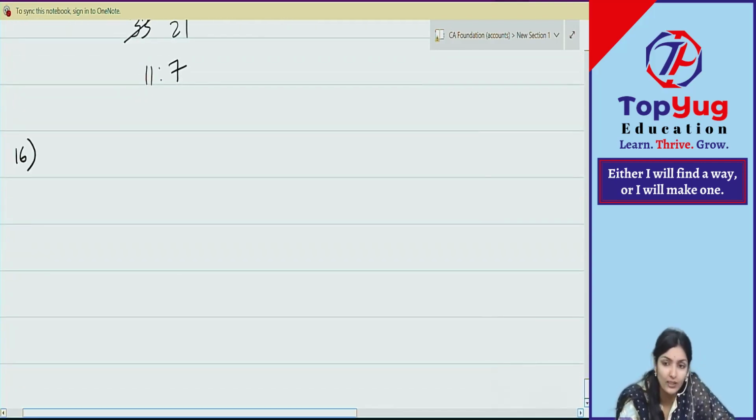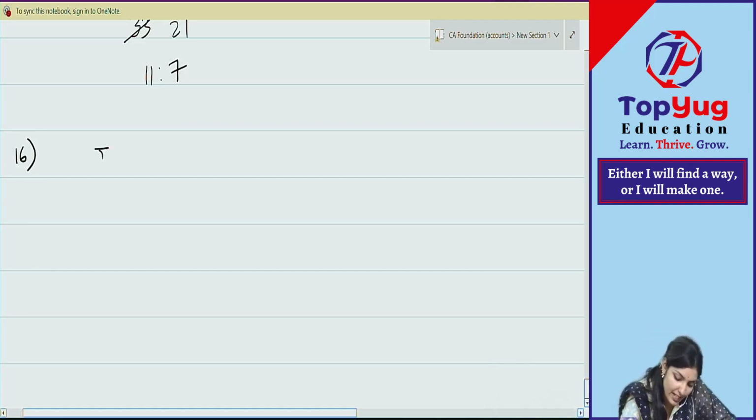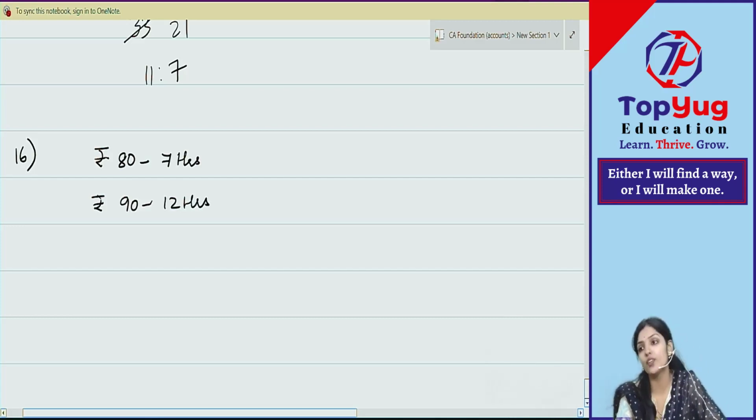Now 16th one. Guys, listen to me on this one. Those who can do it, you can try if you want to. Others, you all can listen. Anand earns rupees 80 in 7 hours. And then Pramod earns rupees 90 in 12 hours. The ratio of their earnings.